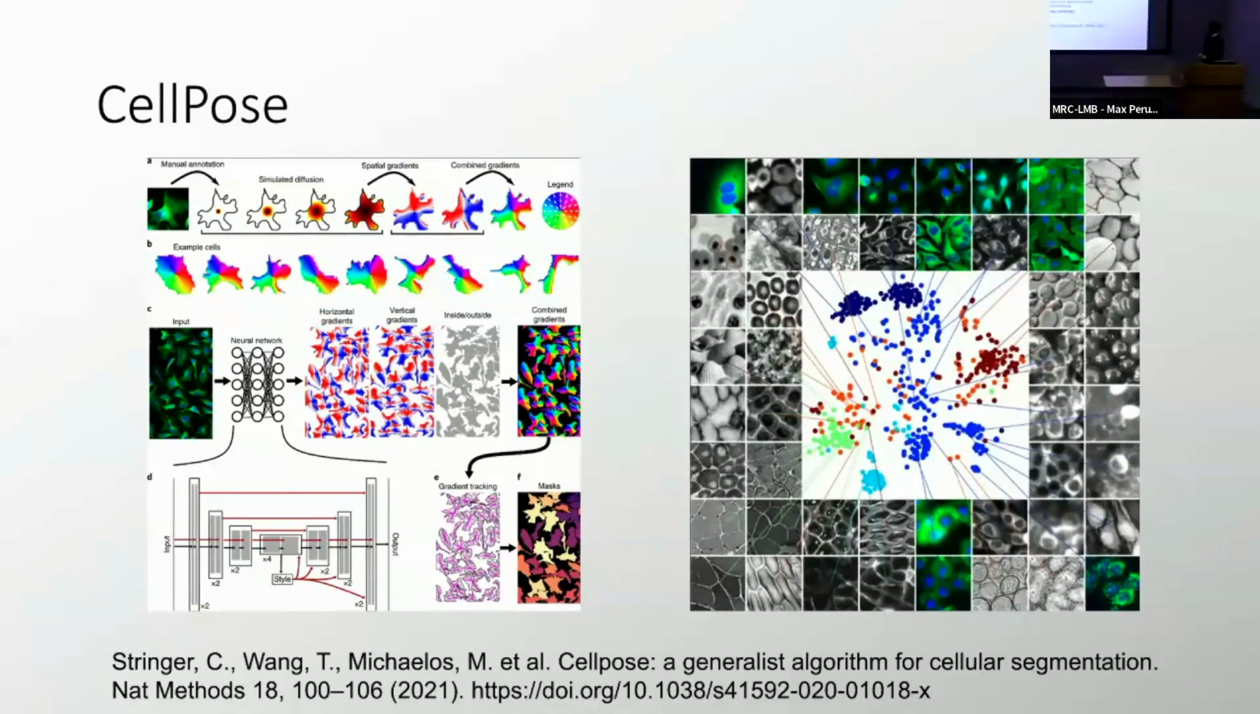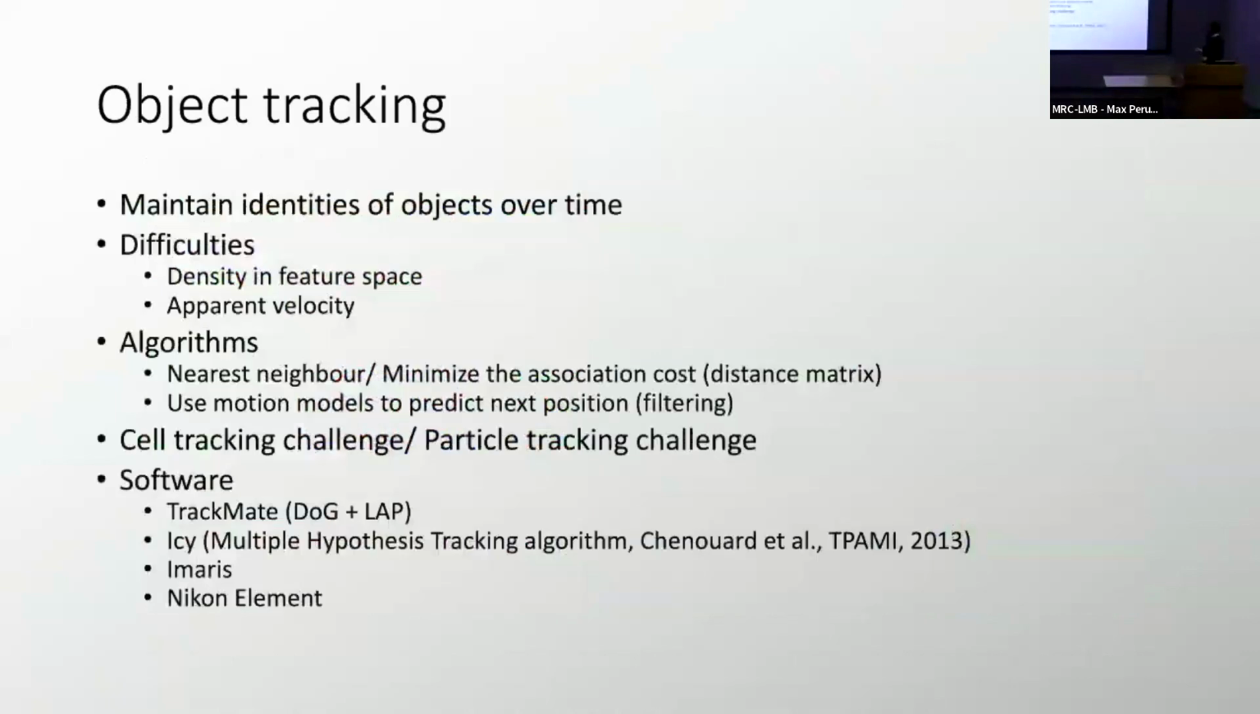So the next step is object tracking. Once we have found an object, maybe we have a time lapse, we want to find its identity over time. That's what tracking is. There are often two facts which make it difficult: the density, and the feature space. Feature space can be as simple as position in X and Y. It can also be their apparent velocity. If you move very fast, it will be hard from one image to the next to determine the movement.